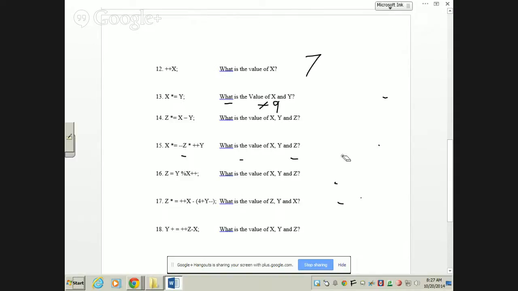Number 16, z equals y modulus x plus plus, and that's a postfix operator. So we can write that out as z equals, plug in the values here, that's 9 modulus, x is unchanged for now, so 9 modulus 6, we take the remainder of that division, z becomes 3, x is incremented to 7, y is unchanged at 9.